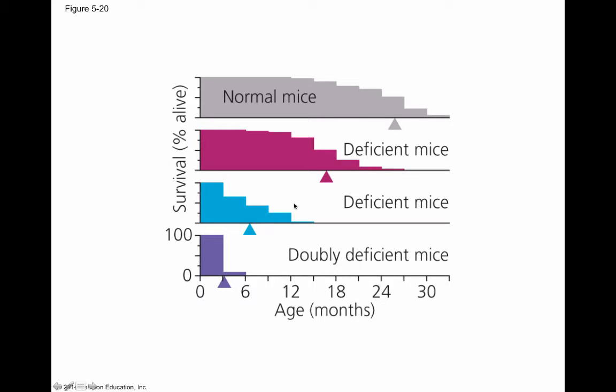And if we take mice and we make them deficient or doubly deficient in these repair mechanisms, we greatly reduce their survival and give them very, very short lifespans.